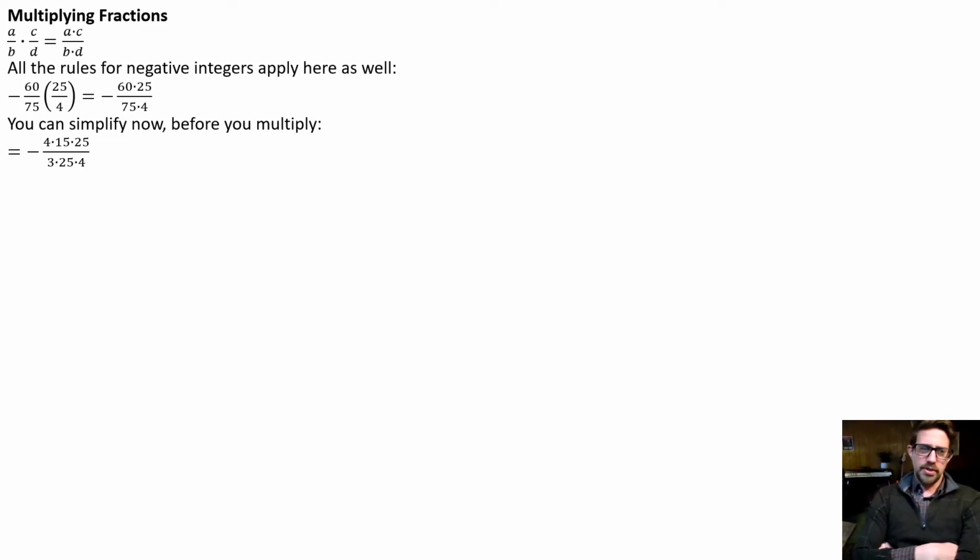Right, so if I call 60 as 4 times 15 and I call 75 as 3 times 25, then you can see all the stuff that just goes away right away. And this is what I mean. We don't really ever have to multiply those numbers together. So get rid of the 25 and get rid of the 4. We're left with just a negative 15 over 3, and then we can take it one step further, because negative 15 over 3 is just negative 5.